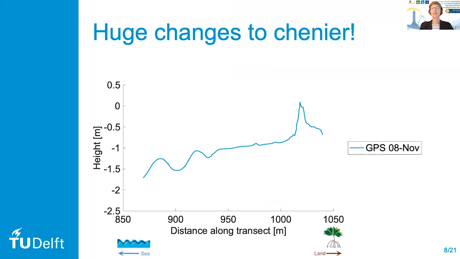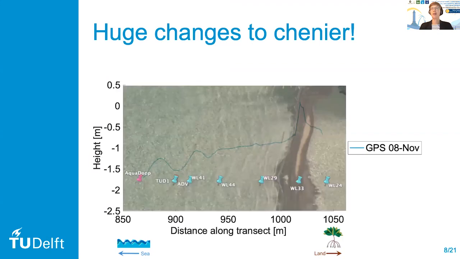So here you can see a profile of the transect that I measured with the DGPS on 8 November. On the left of your picture is the sea, and on the right is the mudflat towards land and a mangrove forest. This corresponds more or less to this Google Earth image of the transect. So you can see that the top of the chenier is a part that is immersed most of the time, while here is more submerged most of the time.